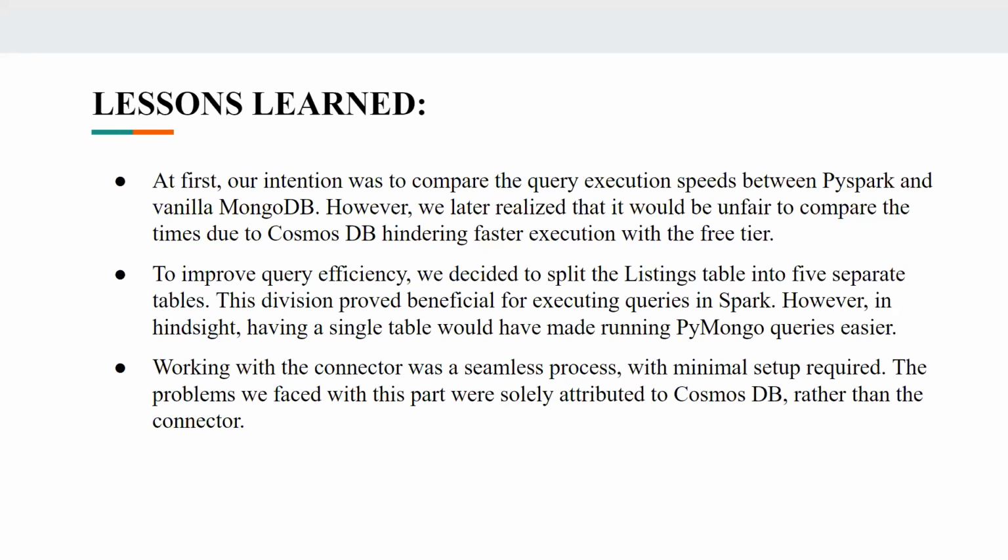The second lesson that we learned was to improve the query efficiency. We decided to split the listings table into 5 separate tables. This division proved beneficial for executing queries in PySpark. However, in hindsight, we feel that having a single table would have made running PyMongo queries a little bit easier.